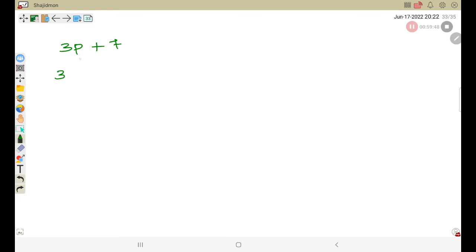Just correcting. 3 multiply 14 plus 7, that is 3p plus 7. Okay. So you will get 49 from the calculator. Now we need to change 49 mod 26. So you can divide 49 by 26. You will get the number 1.88 like this.